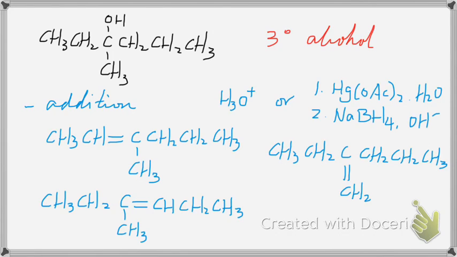So we have 3 possible starting materials, 3 possible alkenes that can all give the same tertiary alcohol if we do either acid catalyzed hydration or oxymercuration demercuration reaction. Both of the reactions follow Markovnikov's rule, so the OH will be attached to the tertiary carbon.